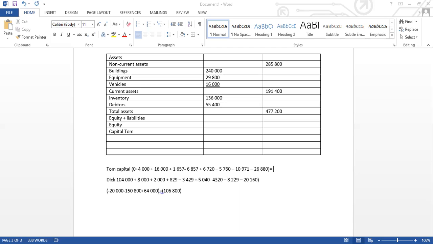For Tom, 104,000 plus 272,000 plus 56,000 plus 16,000, plus 20,000. Then you get 468,000. So the missing amount has to be subtracted from the 520,000, which will give us 52,000 for Tom. Meaning that the amounts on the credit side of our statement of financial position were not adding up to 520,000. So Tom's amount was missing, and the missing amount was 52,000.